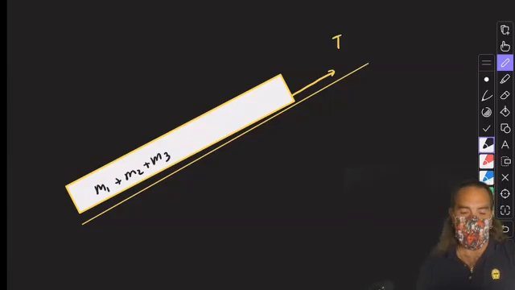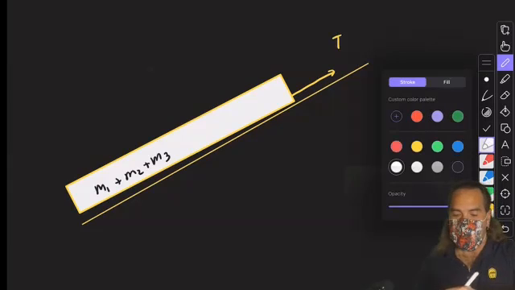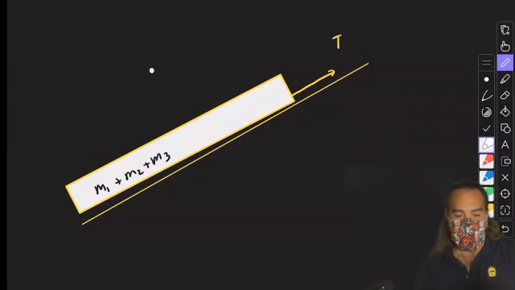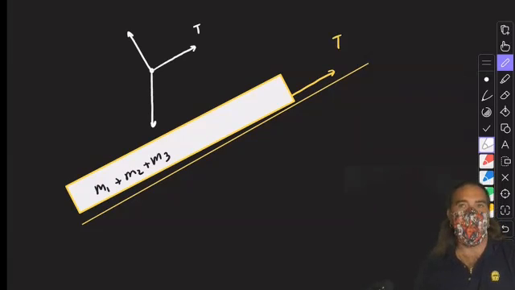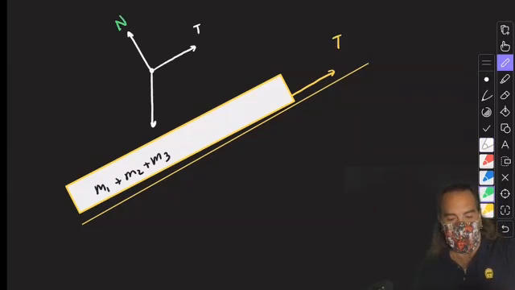So to do it this way, I've got weight downwards, normal force perpendicular to the ramp, and tension up the ramp. And I'm going to try and exaggerate the size of the tension to indicate that the boxes are being pulled up the ramp. So I've got a free body diagram that is not really labeled, but I should label it all. So there, and this is M1 plus M2 plus M3 all times G.